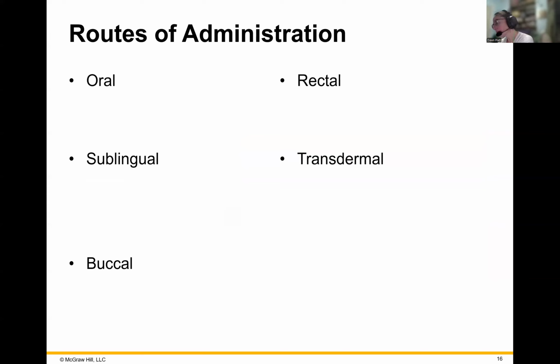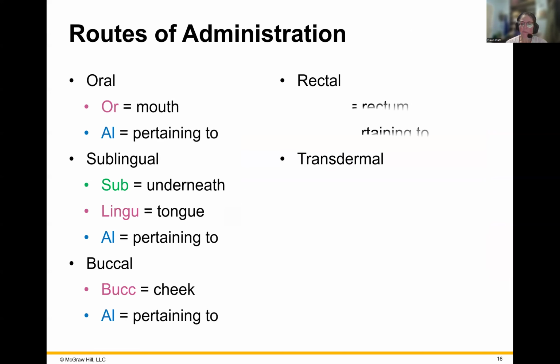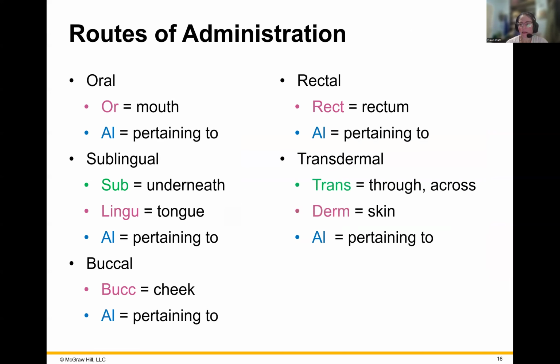And you'll be able to see this on page 704. There's the table in there. Again, break down the term, identifying the prefix, root word or combining form, and the suffix. You'll be able to give a definition of oral, sublingual, buccal, rectal, and transdermal.